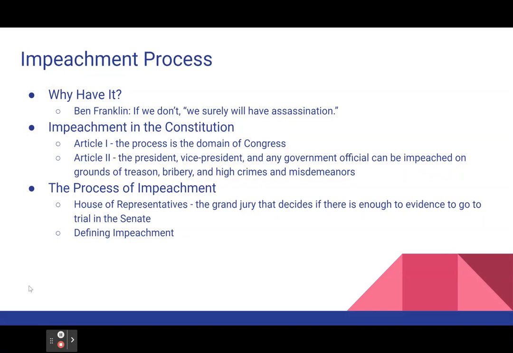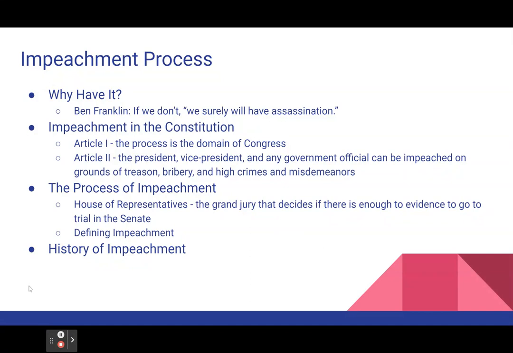So, in order for it to get to the Senate, that person has been impeached. But to be removed, the Senate has to vote guilty. So if it's been sent to the Senate, then yes, that person has officially been impeached. Now, to be removed, the Senate would have to vote guilty. So let's talk about the history of impeachment.